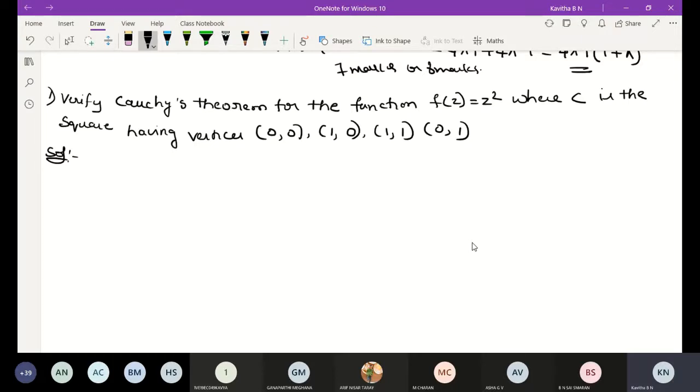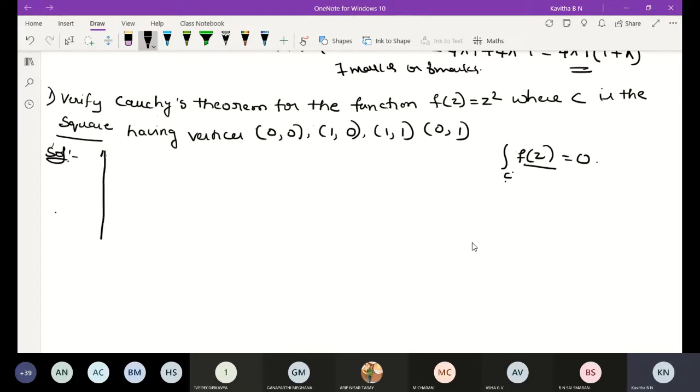Line integral we already studied. It is easy, we have to apply the line integral concept only. But we have to verify whether Cauchy's theorem is satisfied or not. Cauchy's theorem is nothing but the integral of f of z dz is equal to 0. We have to show the integral over C of f of z is equal to 0. First draw the diagram here; the square is given.